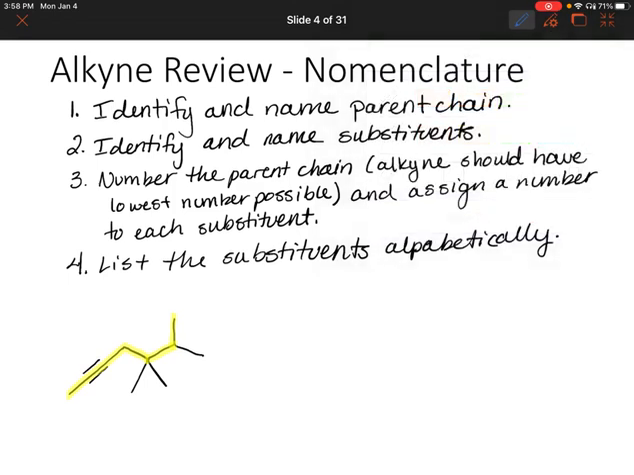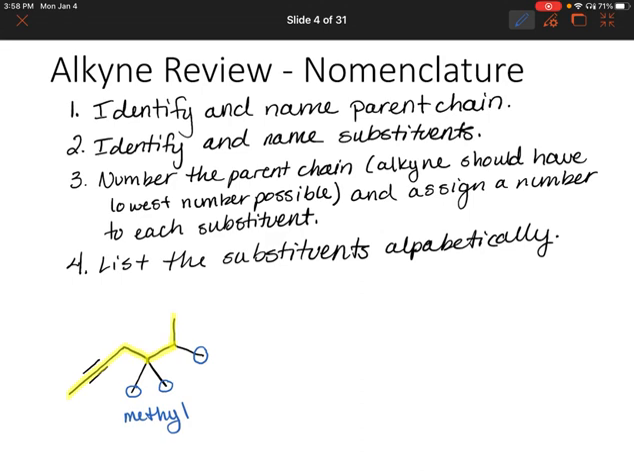So it looks like we have a substituent on the end here, and then 2 substituents kind of in the middle. And what would we call those substituents? Methyl groups. So these are all methyl substituents.